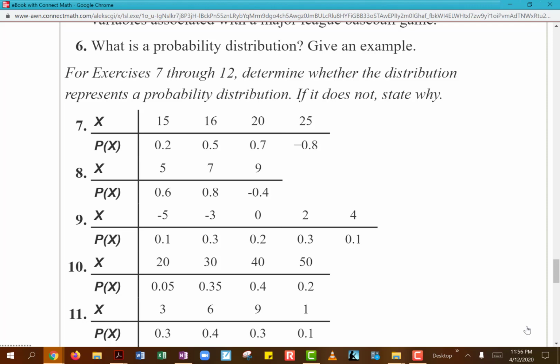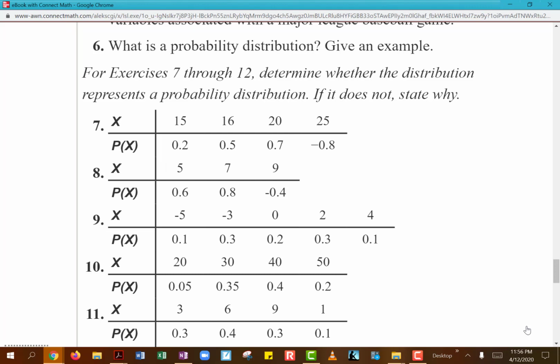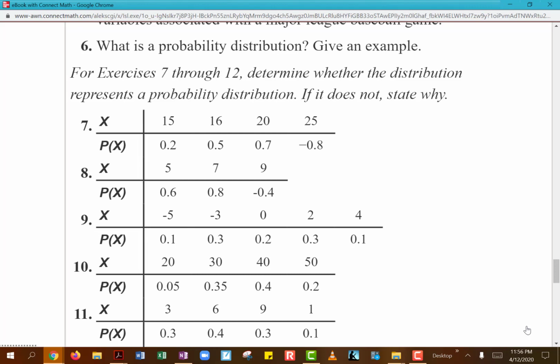So you can see right here in number 7 that we have this negative 0.8 probability. So that of course tells you that we cannot consider number 7 as a probability distribution, since our probabilities cannot be negative, right? So number 7 we would say is not a probability distribution.